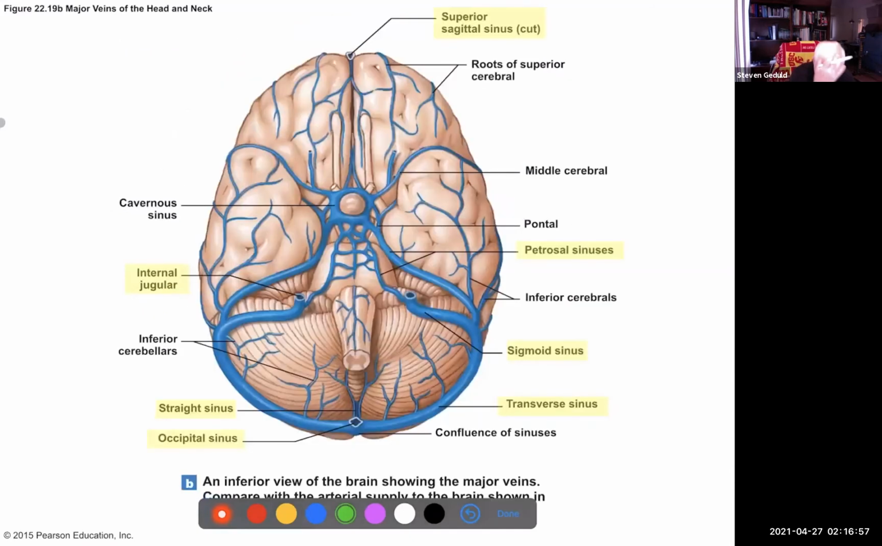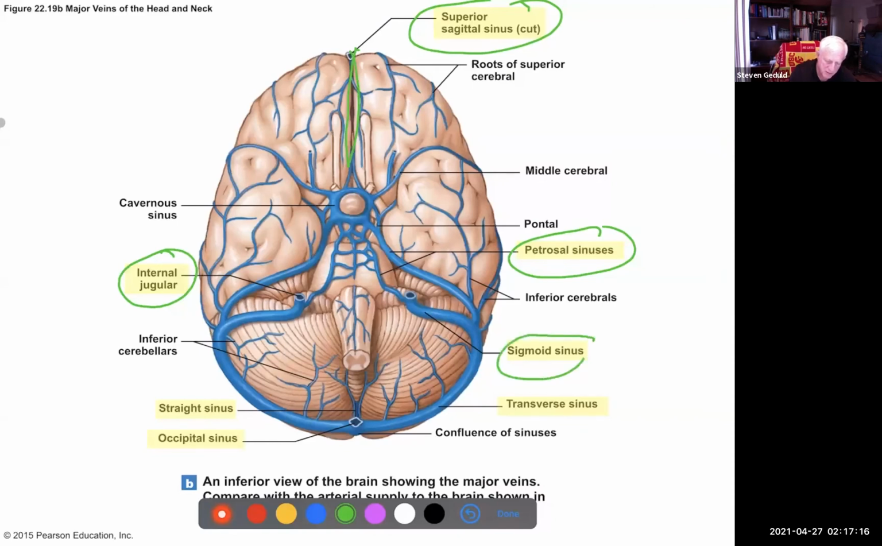Now, these are the exact opposite of the circle of Willis, the ones that correspond to it. Remember, arteries and veins run together. So this is the venous system, the return from the brain. Again, this is your internal jugular, petrosal sinuses, superior sagittal sinus, which runs along the sagittal area, the sigmoid sinus, the transverse sinus, the straight sinus, and the occipital sinus. They're all going to feed into the internal jugular vein.